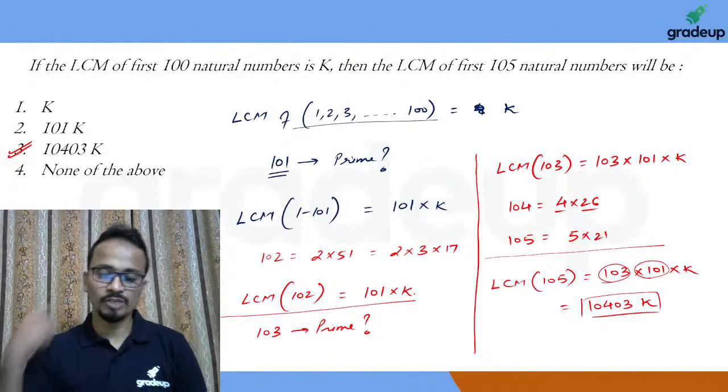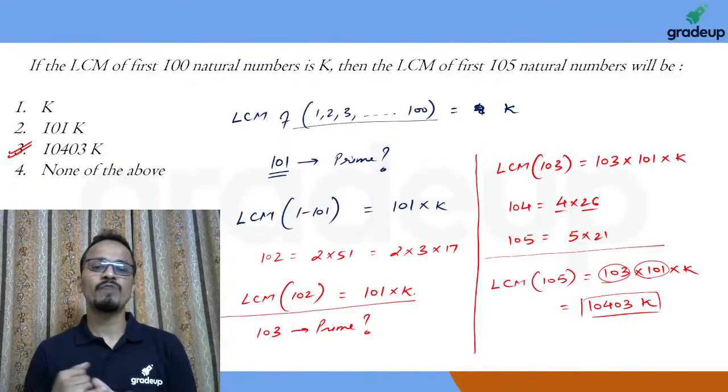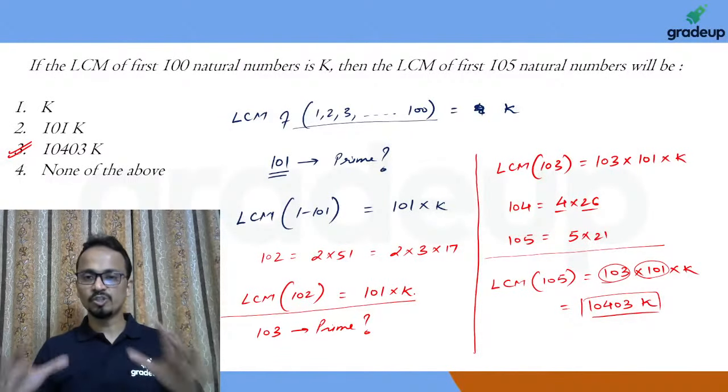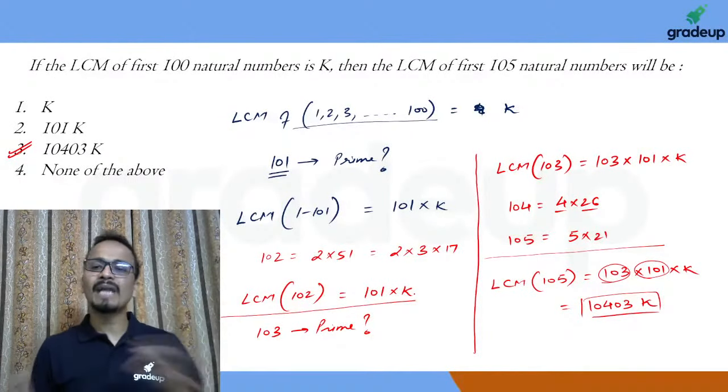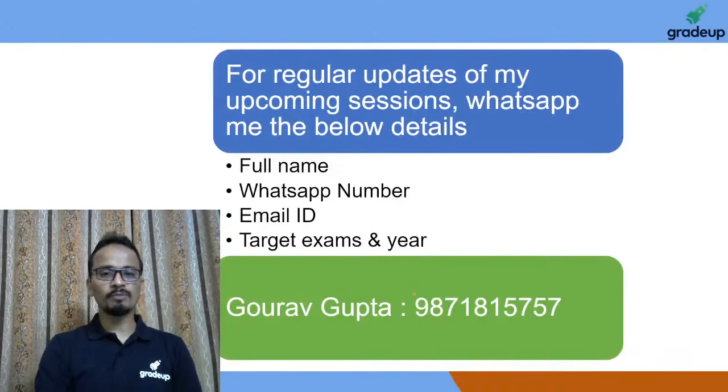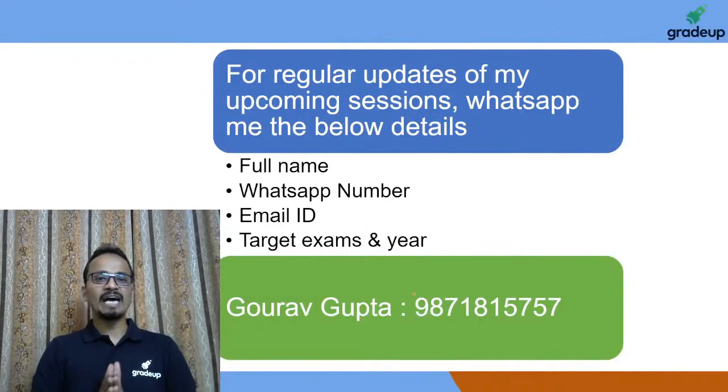All right. So if I consider the next 5 numbers, from 101, 102, 103 up till 105, only the prime numbers will be included, and they will be multiplied with the LCM of the previous terms. All right. So friends, that's all from my side for the day. Today we have seen the concepts of LCM and HCF.